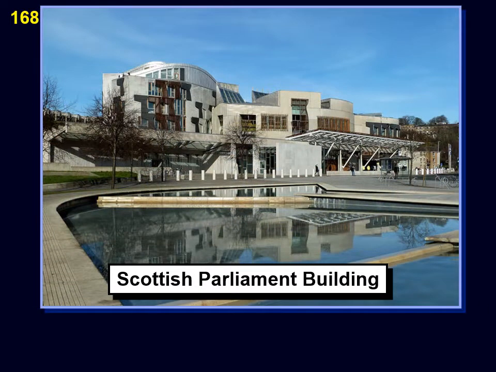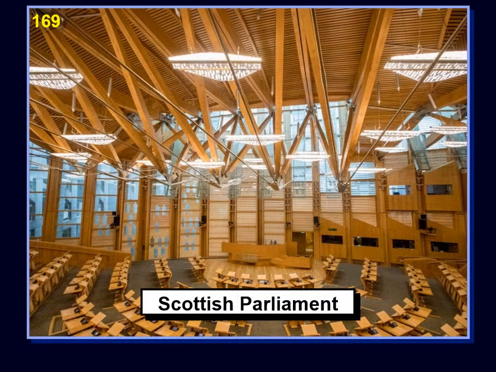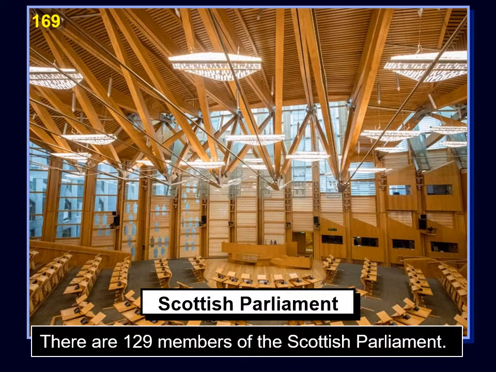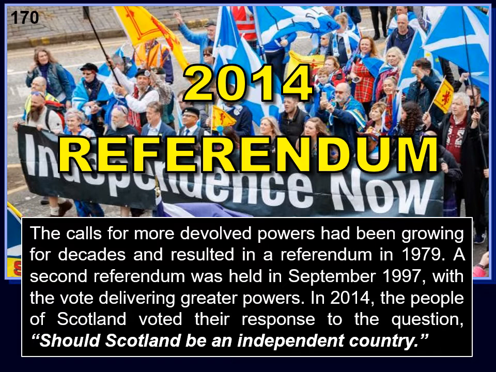This is the Scottish Parliament building at the foot of the Royal Mile, opened officially in 2004. There are 129 members of the Scottish Parliament. The calls for more devolved powers had been growing for decades, and resulted in a referendum in 1979. A second referendum was held in September 1997, with the vote delivering greater powers in 2014.